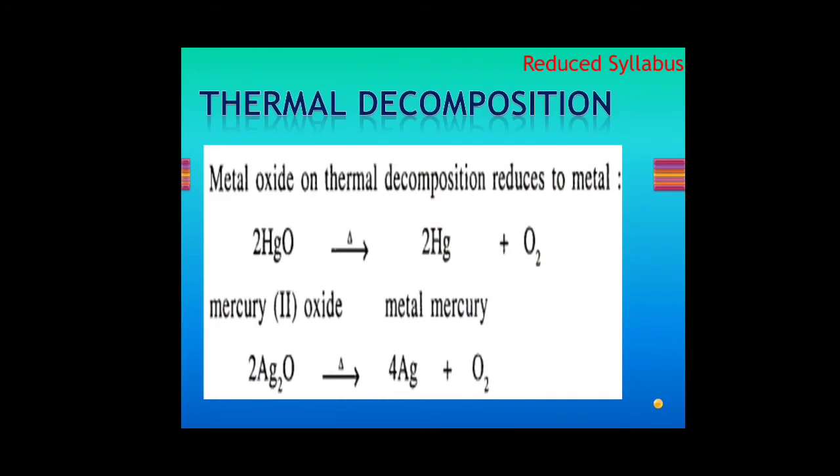Or there is thermal decomposition, where the elements are very low in the activity series. Those compounds can be heated to give the corresponding metal just by heating, just by thermal decomposition.